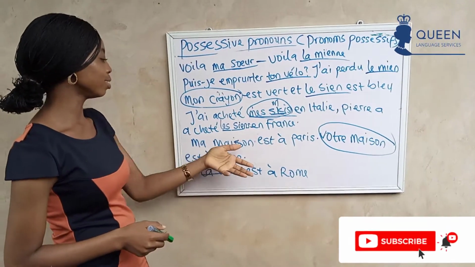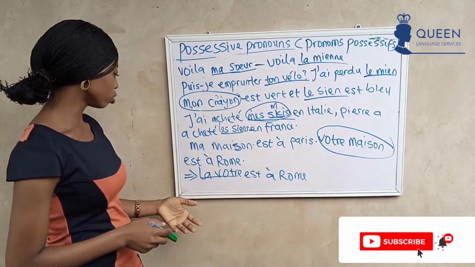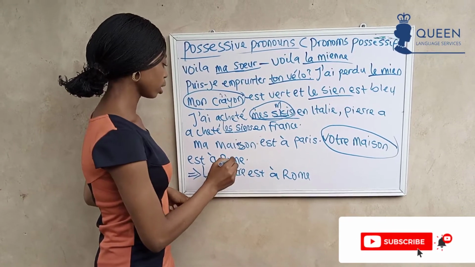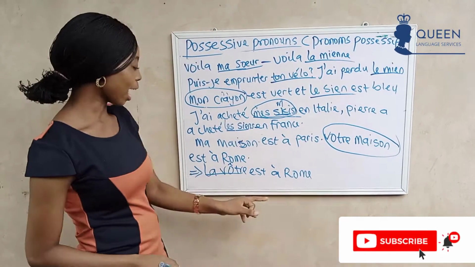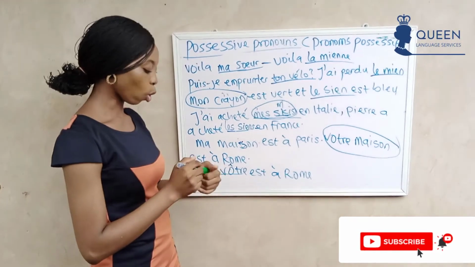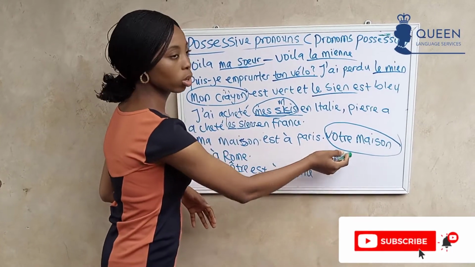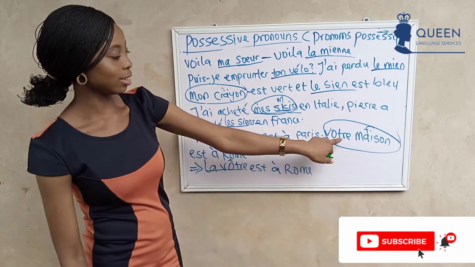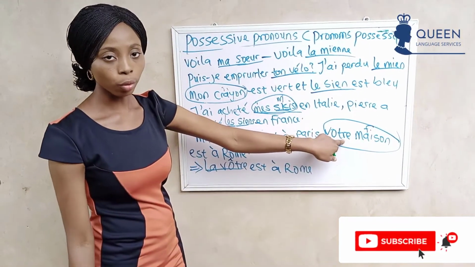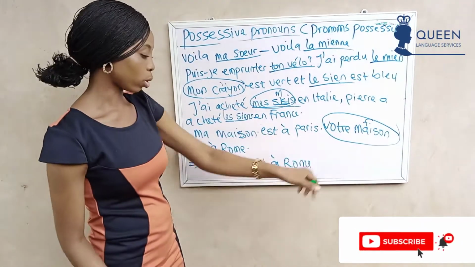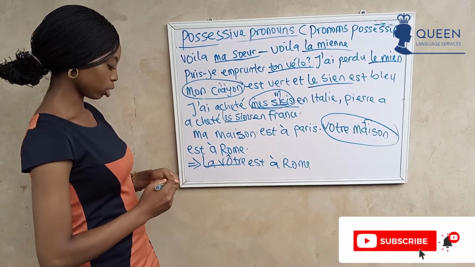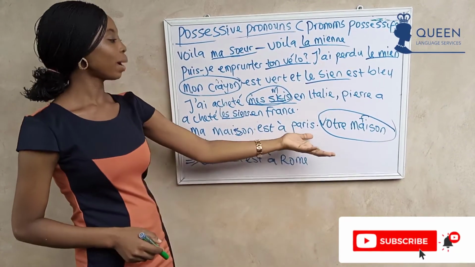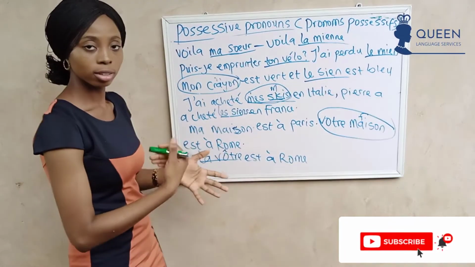Okay, so now we have ma maison est à Paris. Votre maison est à Rome. And we have la vôtre this way. La vôtre est à Rome. So this is what we are looking at. Votre maison. So we know that maison is of the feminine gender. And we know that this is the second person plural. And so we have it this way. La vôtre. So my house is in Paris and yours is in Rome.